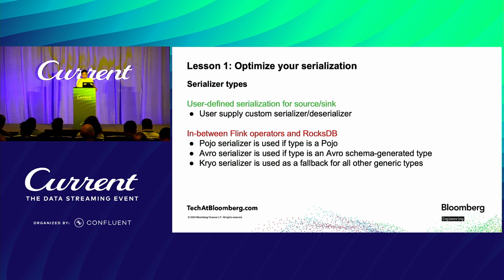Last but not least, we also have the Kryo serializer. Kryo serializers are actually used as a fallback for all other generic types. So basically, if the record type in your application does not match any registered serializers or deserializers, then Kryo will be used to perform serialization in this case. Kryo itself is, I would say, a very powerful generic serialization framework that works on most of the types out there. However, this comes at the cost of performance, which we will demonstrate next.